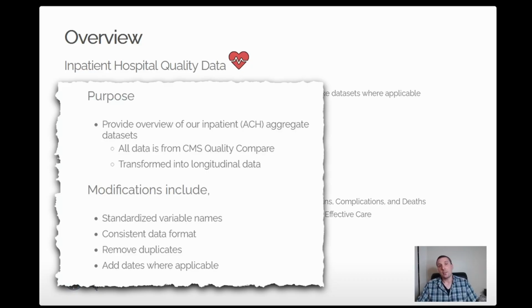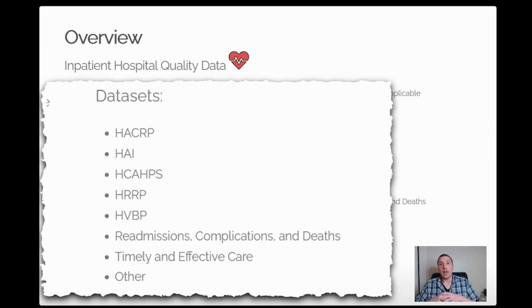Basically, we're going to give an overview of our aggregate data sets. All of the data is from CMS's Quality Compare. All of it dates back to the program or the data set inception, so when it was first released. Basically, we took all the data sets, combined them, and then cleaned them. So we got rid of duplicate values, added dates if dates weren't there, and pretty much created longitudinal panel data sets for your use.